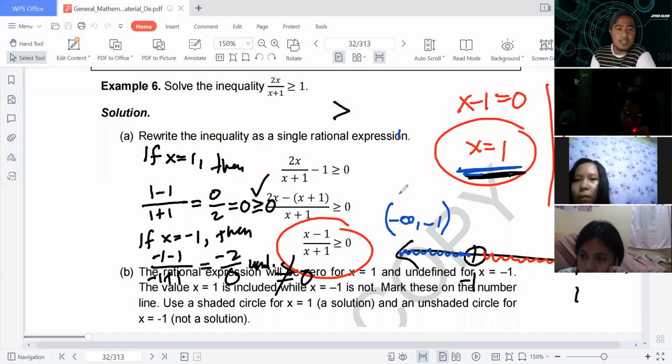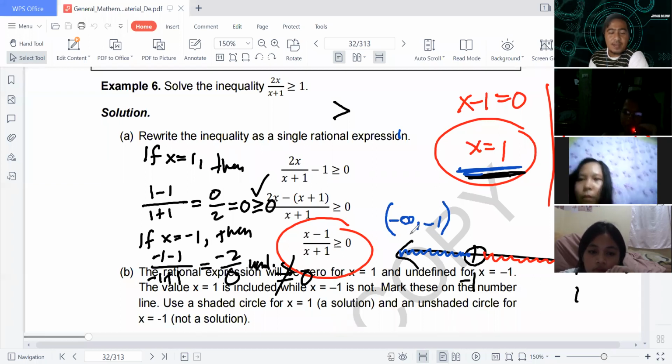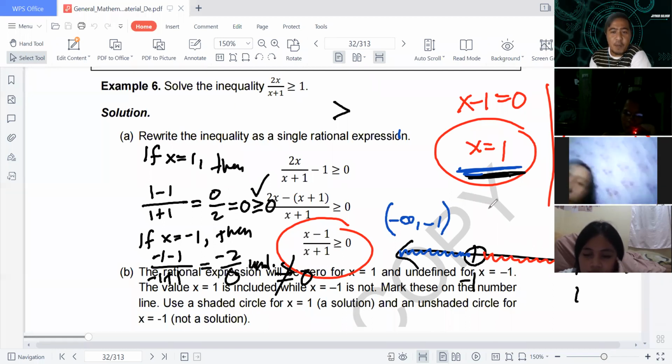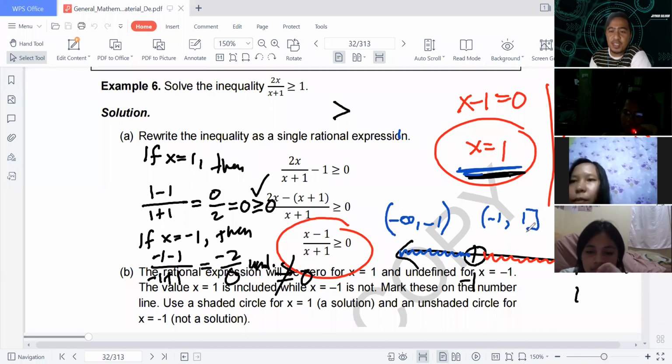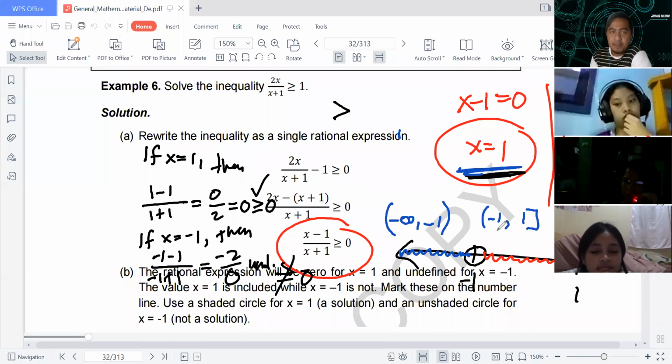Okay? So here, how will you read this one? Class, how will you read this one? Open interval from negative infinity to negative 1. Very good. Here, what kind of interval do we put? Open here, right? Open. From negative 1, half closed. Half closed interval from negative 1 to positive 1. Very good. How about the last interval?